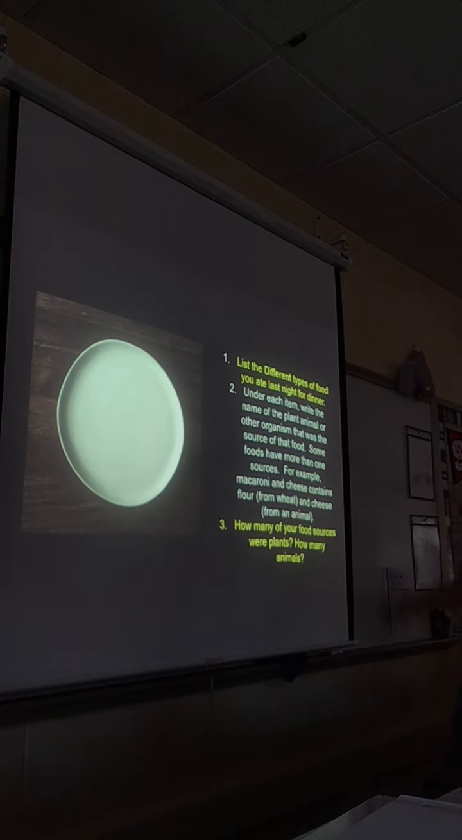Okay, so as an example here, some foods have more than one source. Some foods have more than one source. For example, if you had macaroni and cheese, that contains flour from wheat and cheese from an animal. Did you know that cheese comes from an animal? This is always surprising to students: wait, what? Yes, milk, right? That came from an animal.